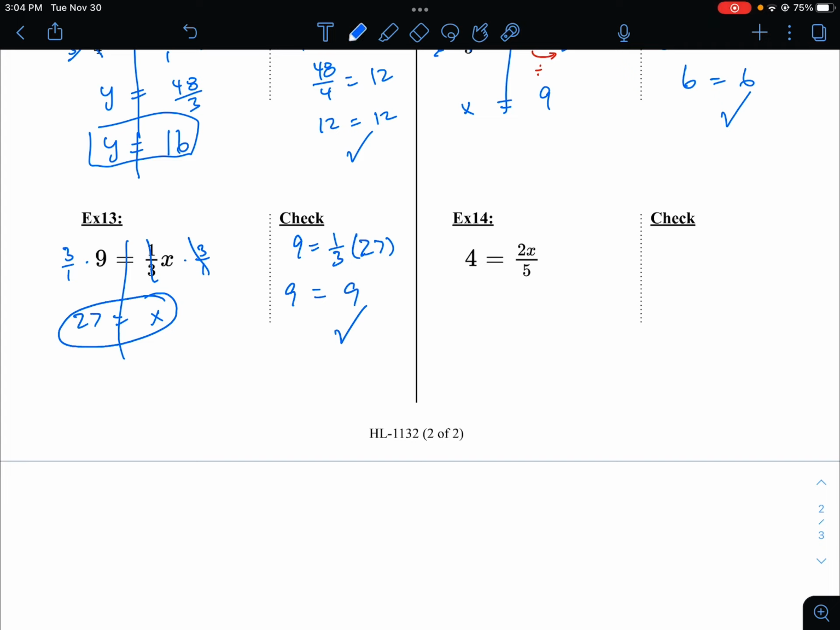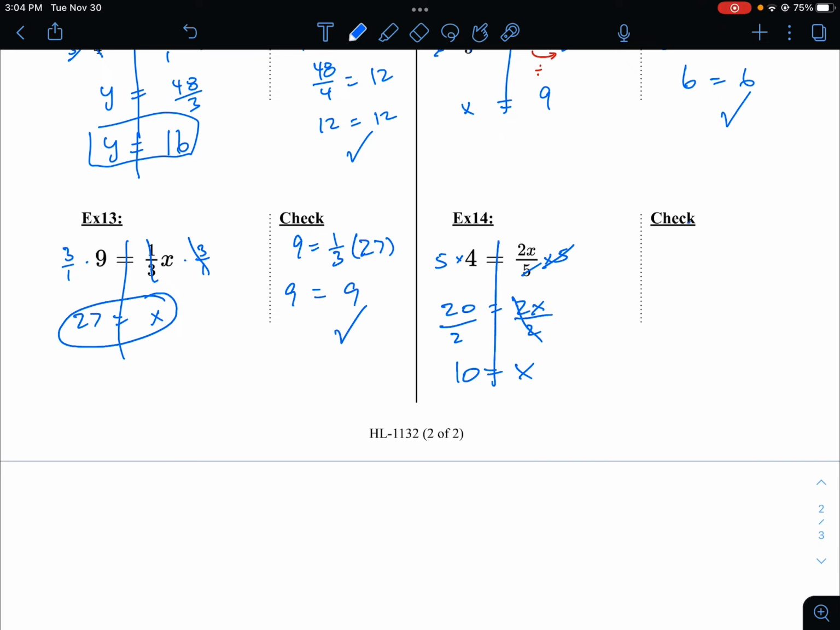So let's do it step by step. Let's do the opposite of dividing by 5 first. The opposite of dividing by 5 is multiplying by 5, right? If I do that, the 5's cancel out. I'm left with 20. So I'm left with 2x equals 20. Now I have to do the opposite of multiplying by 2, which is dividing by 2. I'm left with x. 10 equals x, or x equals 10.